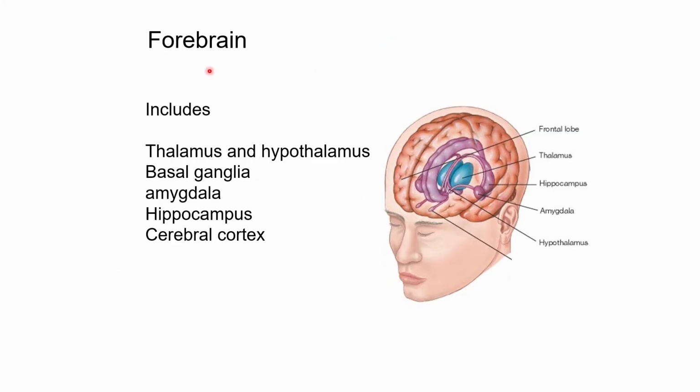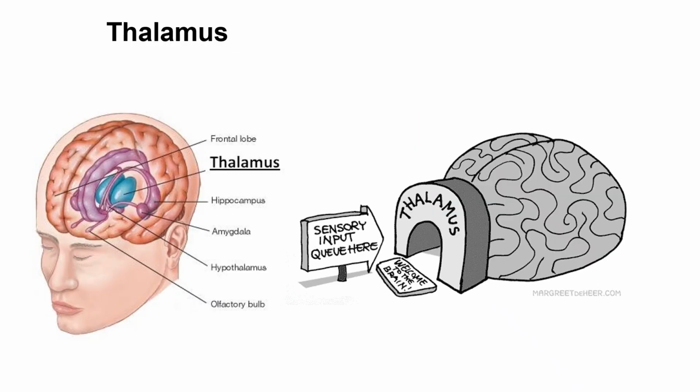And now let's look at the forebrain, which is the more interesting part of the brain because it controls voluntary movement. The forebrain also includes multiple structures. Some of the prominent structures are the thalamus and hypothalamus. The thalamus is shown in blue here in the middle. It also includes the basal ganglia, amygdala, hippocampus, and the cerebral cortex, this large structure which has grown the most in humans compared to other animals.